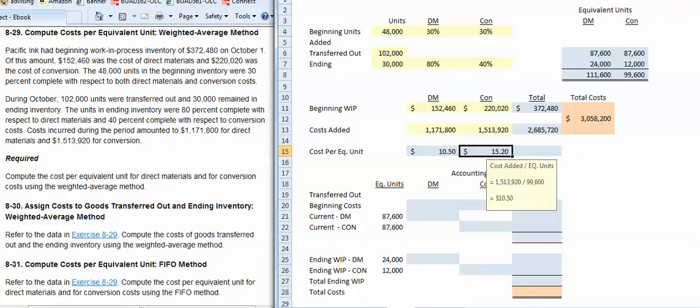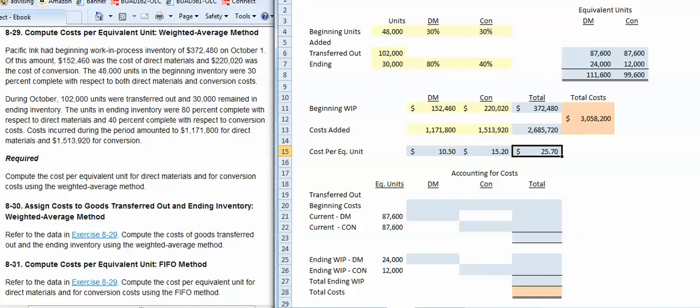For conversion costs, we'll take our $1,513,920 of cost added during the period, divide that by our 99,600 equivalent units to get a cost per equivalent unit of $15.20 and a total cost per equivalent unit of $25.70. The last step then is to account for our costs.